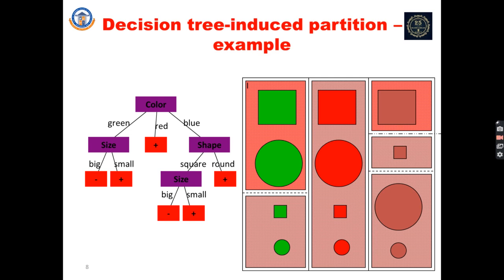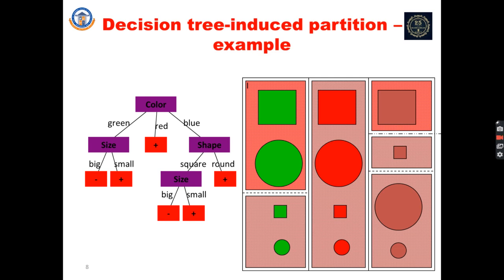This is an example for decision tree induced partition. If the color is green and the size is big, it is considered negative, and if the color is green and the size is small, it is considered positive, and if the color is red, it is considered positive.